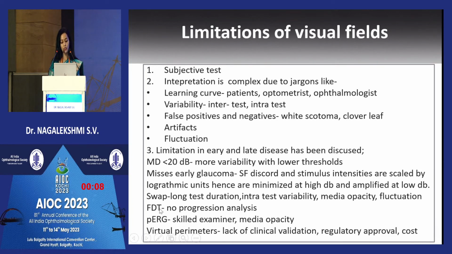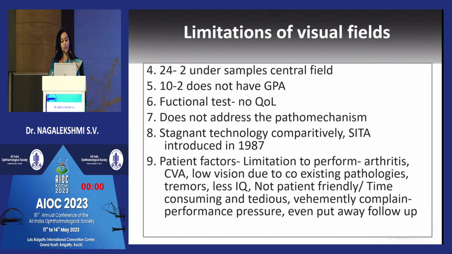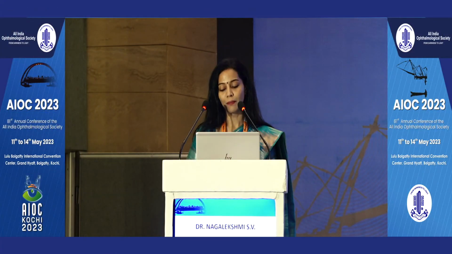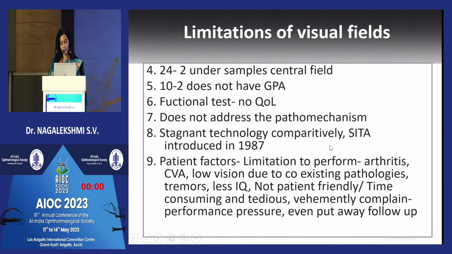And the other functional tests like SWAP, FTT, and ERG have not stood the test of time. 24-2 undersamples the central field, and 10-2 does not have a GPA. Though visual field is a functional test, there is no importance to quality of life parameters, and it does not address the pathomechanism of glaucoma per se, and it's a relatively stagnant technology when compared to the amount of development that's been happening in the structural tests. And also patient factors, like when there is a limitation to perform, and it's quite time consuming and tedious. Some of them even put away follow-up considering the performance pressure.